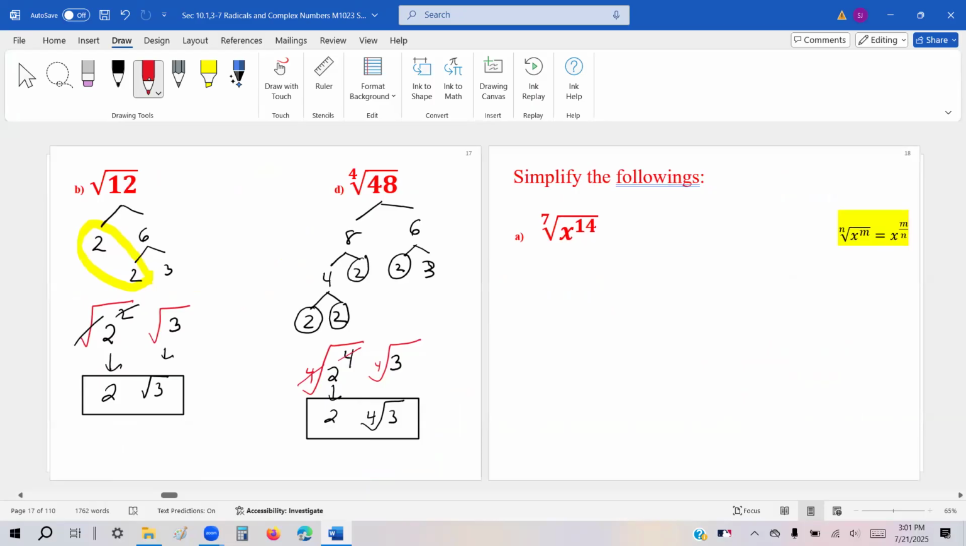Now for variables, we already did that, already showed. The first step is if the power is divisible by the radical, then you just divide. We write 14 over 7 because it's divisible by 7. 7 goes into 14 how many times? Twice. So the answer is x with the 2 power.